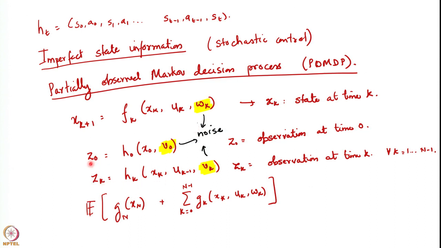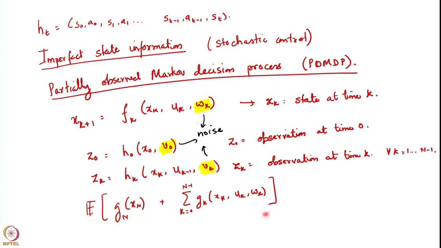And the observation at time 0 is a function of x0 and noise. So in other words, we get a noisy and limited version of the initial state as our observation at time 0. The observation at any time k is a function hk of xk, uk minus 1 and vk. So it is a function of the state at that time, the action you have taken at the previous time, and any noise that is present in your observation channel.